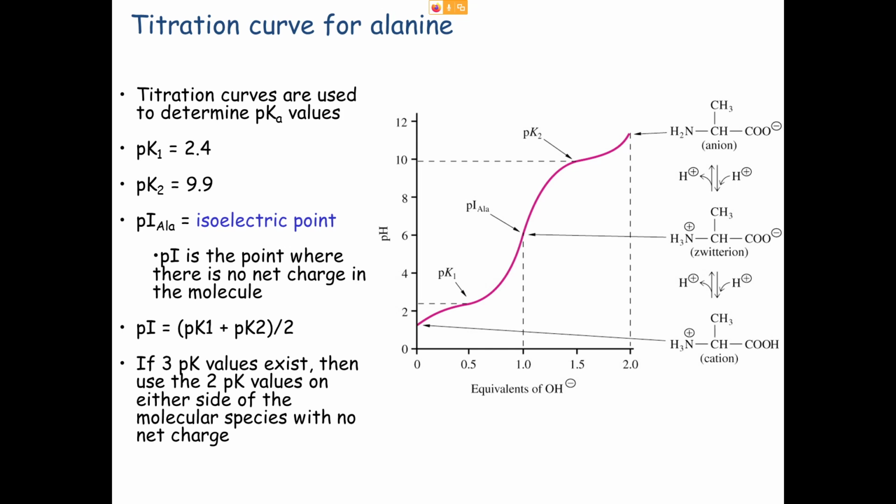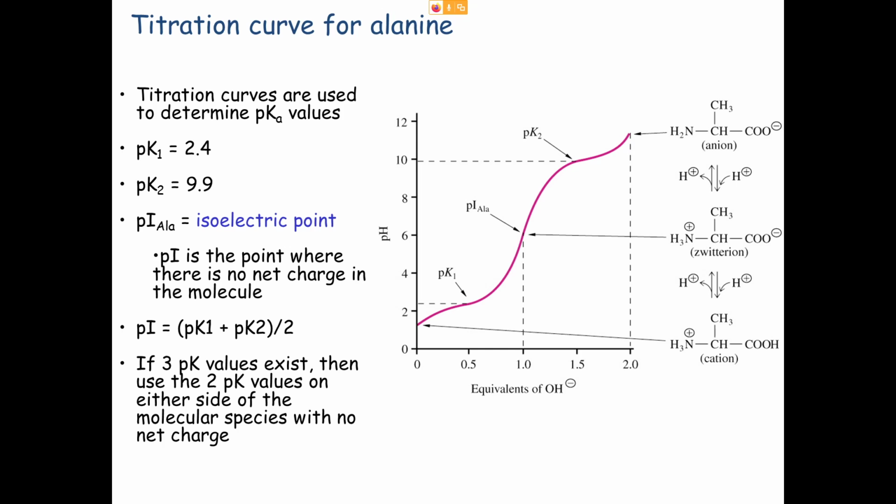So how do we figure that out? Well, I need the pKa's of the two groups involved. The carboxyl group has a pKa of 2.4. We said it'd be somewhere around 2 to 4. This one happens to be 2.4. It varies from amino acid to amino acid. And the amino group here happens to be 9.9. It could be 8, 9. This one happens to be 9.9, so it's a little more basic than we expect for, say, glycine. So where do we find the isoelectric point? We take the two pKa's and average them. So 2.4 plus 9.9 divided by 2 gives a pI somewhere just above 6.